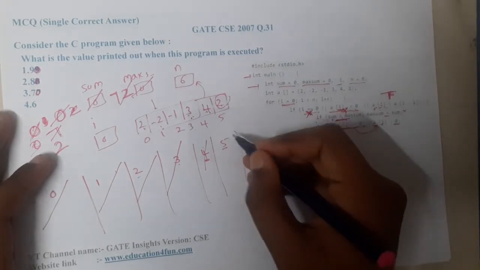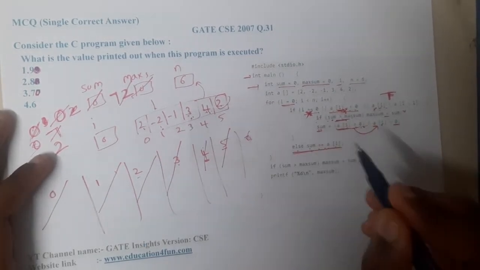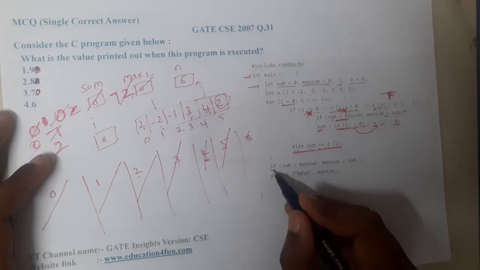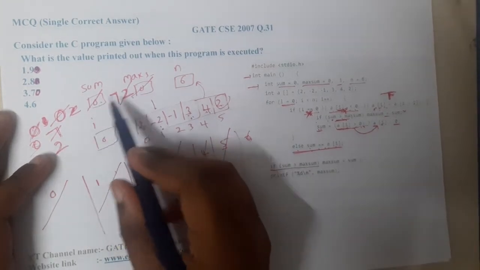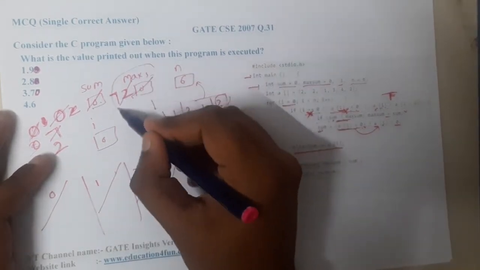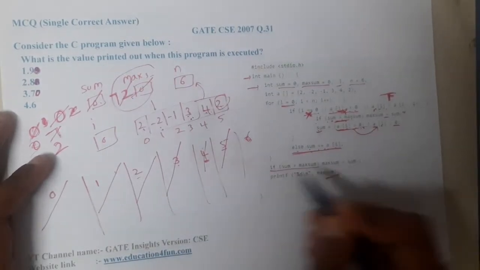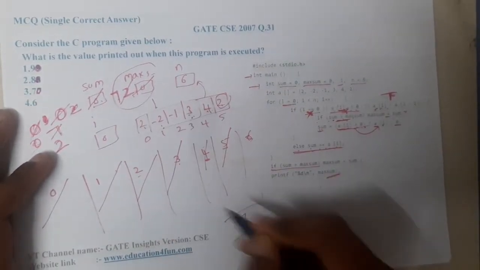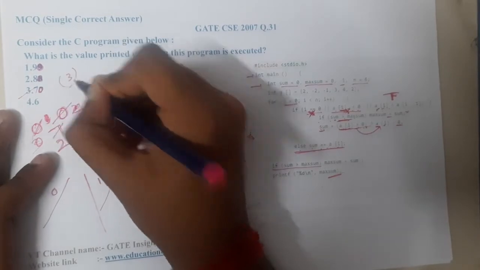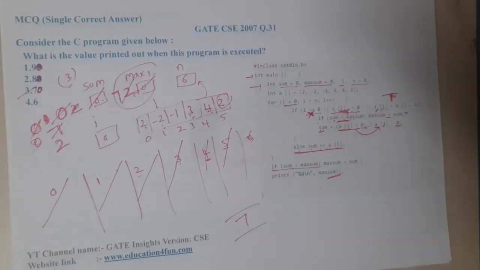So you will come here. Now 5 is also done. So the 6th loop will not execute. Now you will check if sum is greater than max. Among these two, which is maximum? This is the maximum, so there is no change. Now you will print this. So what is the value? That is nothing but 7. So option 3 will be the correct answer. Got it? So it is just a simple loop execution, guys.